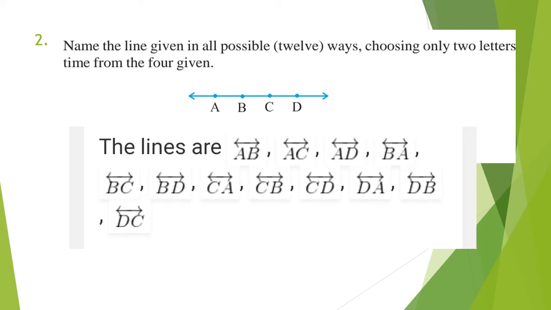Question number 2. Name the line given in all possible ways, choosing only 2 letters from the 4 given. We know that only 2 points are needed to make a line. So we can name this line as line AB, line AC, line AD, line BA, line BC, line BD, line CA, line CB, line CD, line DA, line DB, line DC. All these lines represent the same line.